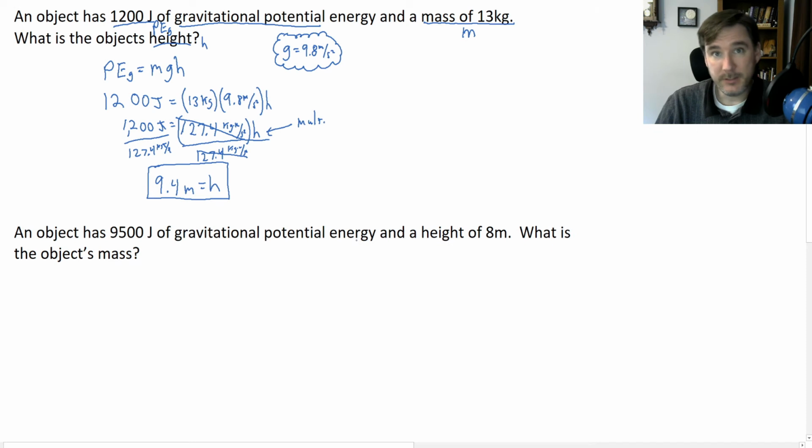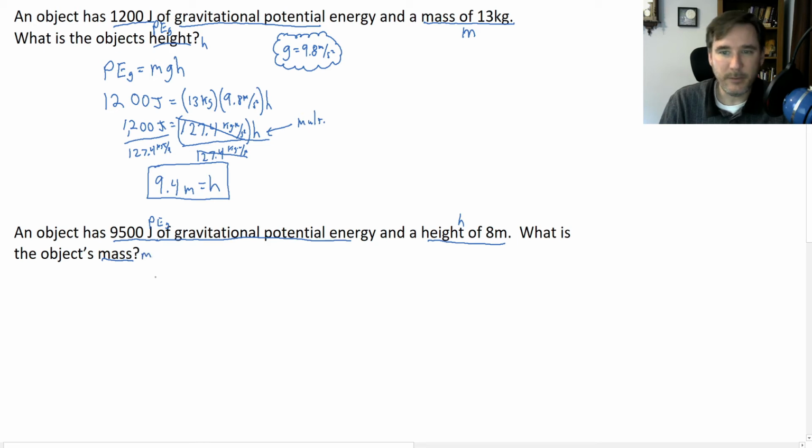Okay, I noticed at the last second that I asked the wrong problem. I wanted to ask a slightly different one. So you'll notice that the problem down here has changed from the previous example that was on the screen before. We have 9,500 joules of gravitational potential energy. So this is going to be our PEG. We have a height of 8 meters. So height is h. That's how high up it is. And we want to know the object's mass. So that's going to be m.